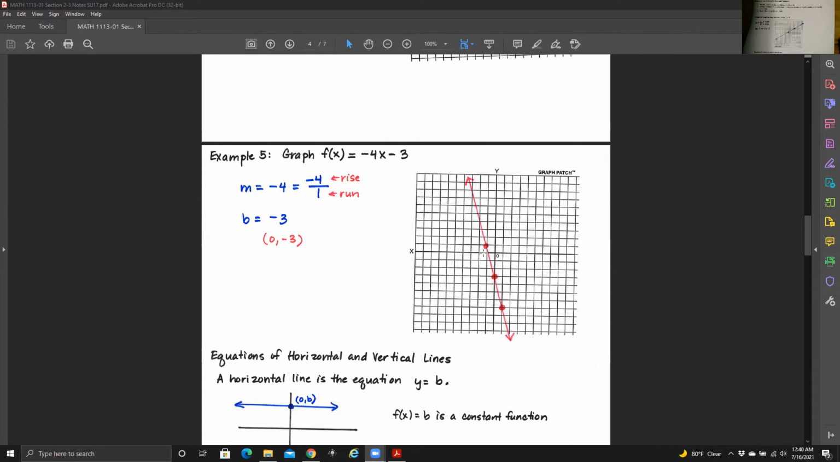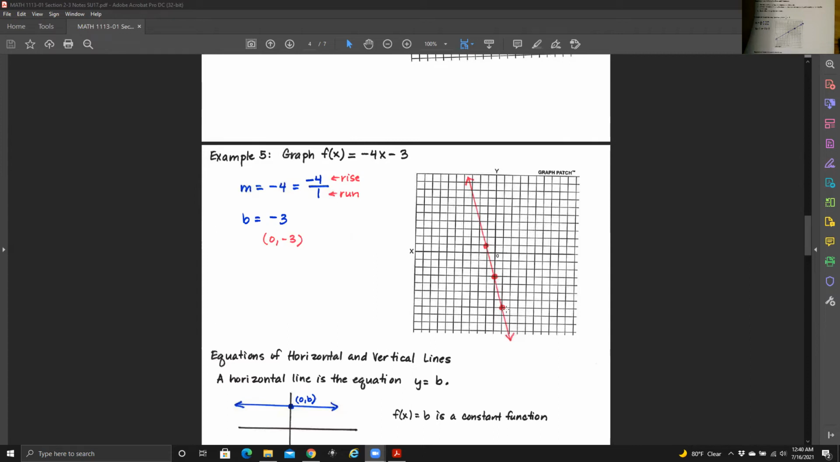So here I plotted 0, negative 3 on the coordinate plane, which is down here. All right. Now my rise is going to be negative 4. The run is going to be positive 1. Keep in mind, if your slope is a whole number, you need to put that number over 1 because you want to identify the rise over run. So starting from the y-intercept, which is negative 3, my rise is negative 4, so I need to go down 4 places from that y-intercept and run to the right 1.